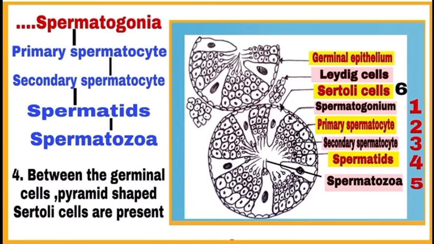See the sequence from outside to inside in the diagram, that is from point 1 to point 5 of diagram. 1. Spermatogonia, then primary spermatocyte, secondary spermatocyte, followed by spermatids, and then towards the center spermatozoa are present. Fourth point, between the germinal cells pyramid shaped Sertoli cells are present. This is labeling number 6 in the diagram.